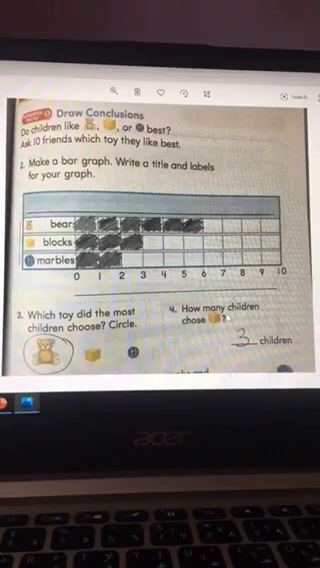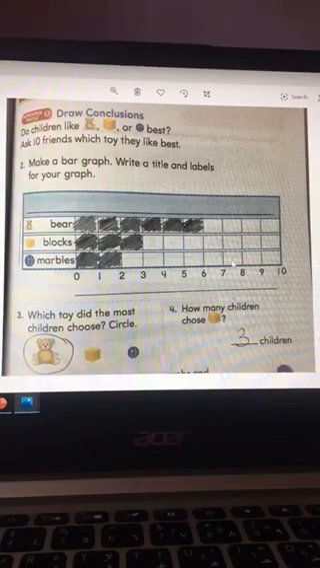Question number 4 and the last question in today's lesson. How many children chose blocks? We are going to look at our bar graph, and we are going to look at the bar of blocks. The bar of blocks ends at number 3. Okay, as we can see, 3. This is the bar of my blocks. It ends at 3. So 3 children chose blocks.